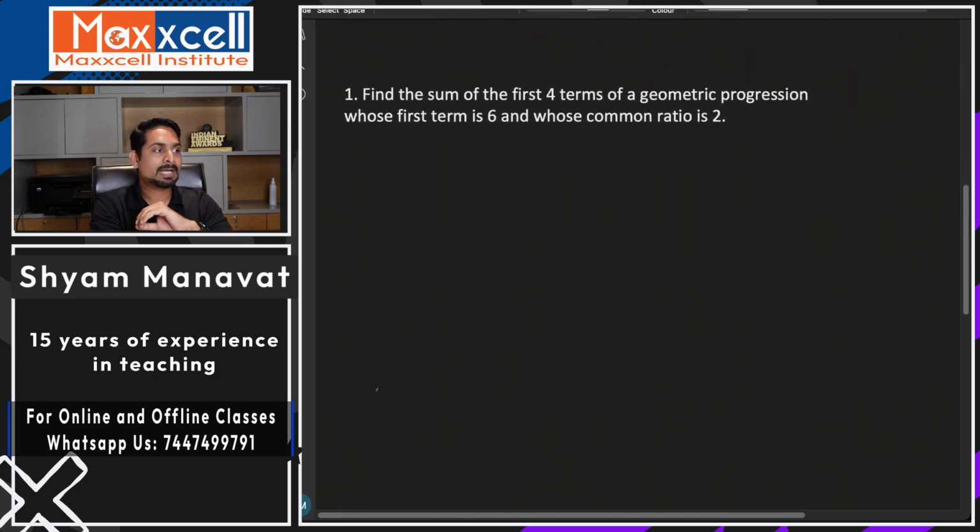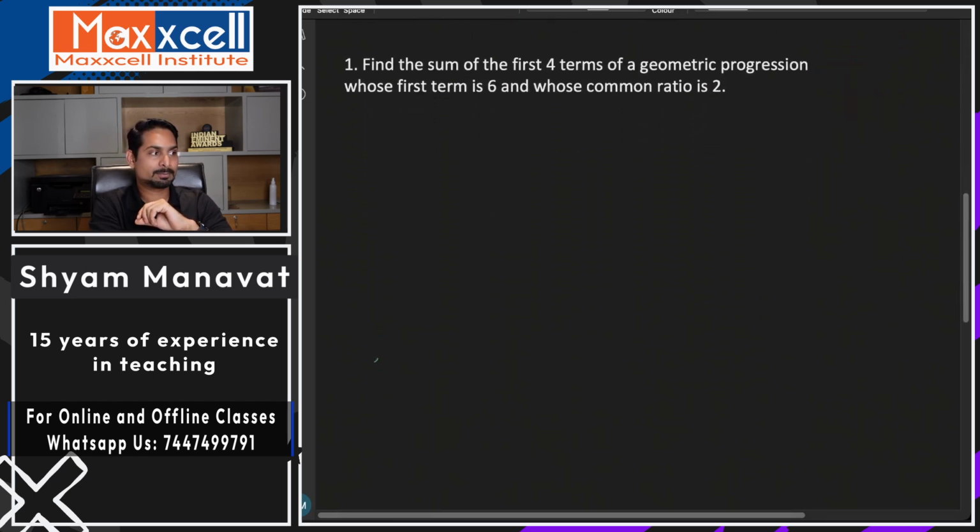So question. Here we have: find the sum of first 4 terms of a geometric progression whose first term is 6 and whose common ratio is 2. So the question said find the sum of first 4 terms. What do you need to find out? Sum of first 4 terms. So what's the formula? First term into common ratio raised to number of terms minus 1 divided by common ratio minus 1. So first term is what? 6, given here. Common ratio is 2. Power 4 minus 1 by 2 minus 1.